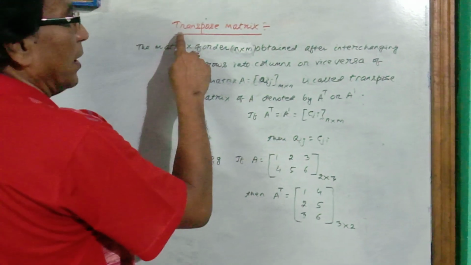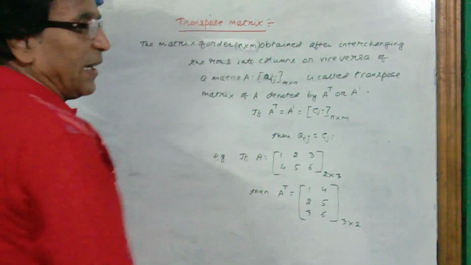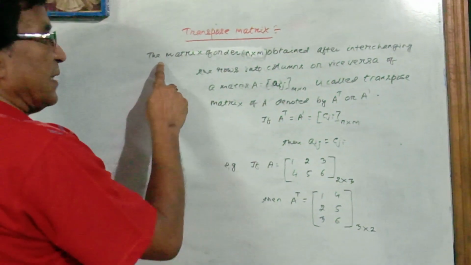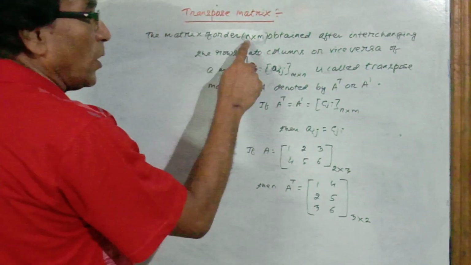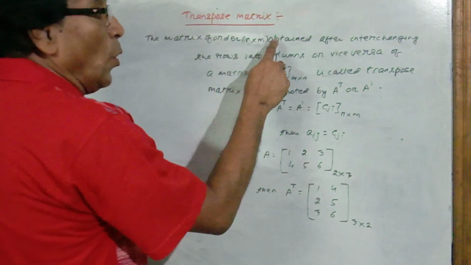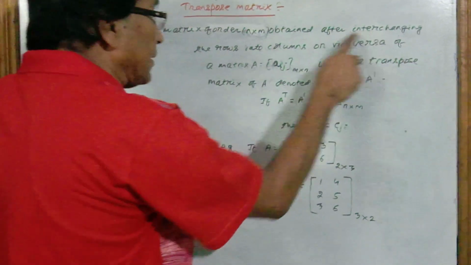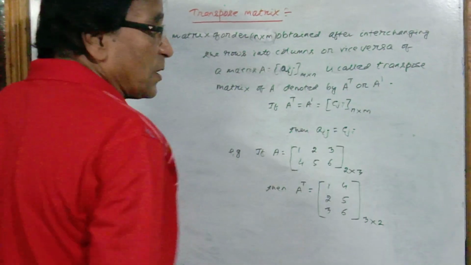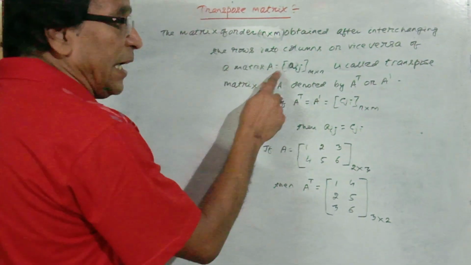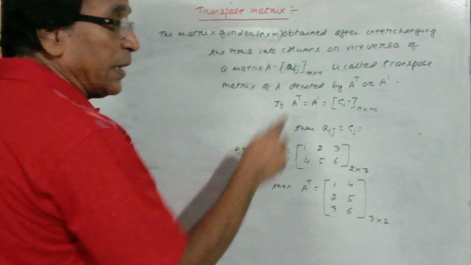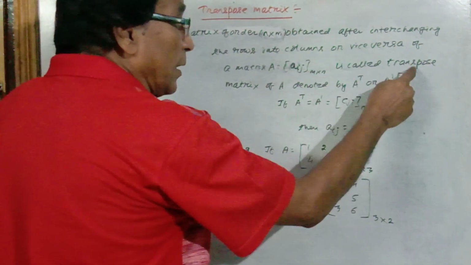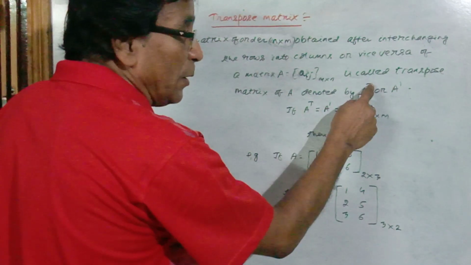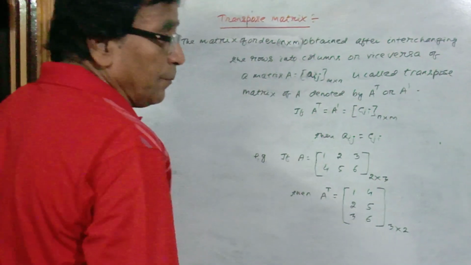Next we will consider what is transpose matrix. The definition of transpose matrix is that the matrix of order n cross m obtained after interchanging the rows into columns or vice versa of a matrix A, Aij of order m cross n, is called transpose matrix of A, which is denoted by A to the power T or A dash.